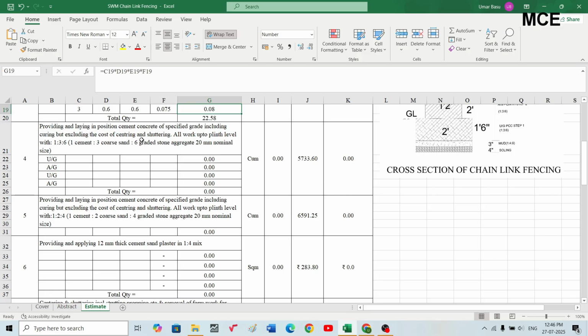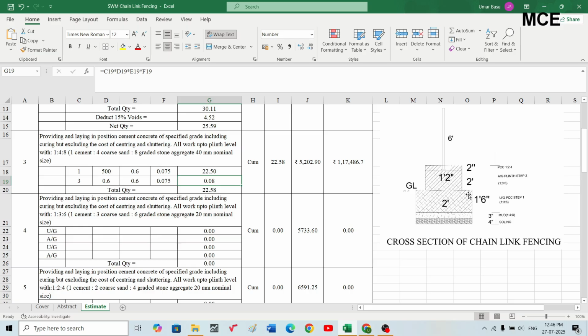excluding the cost of centering and shuttering. Okay, this rate is up to the plinth level. Okay, and the mix which we are using is 1:3:6. Now again look at the cross section. So the first underground step, it is of width 2 feet and thickness 1.5 feet. This is for the underground step.